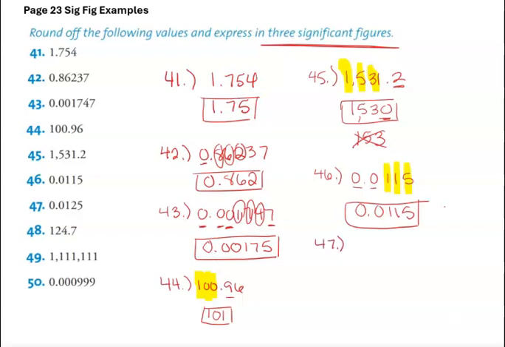47, we've got 0.0125. Very similar situation. We have zeros at the beginning on both sides of the decimal, but we don't have a non-zero number in front of them, to the left. So again, our three significant figures are going to be the 1, the 2, and the 5. When we rewrite it out, the zeros are going to be placeholders, and our significant figures are going to be the 1, the 2, and the 5. So that's going to be our answer.